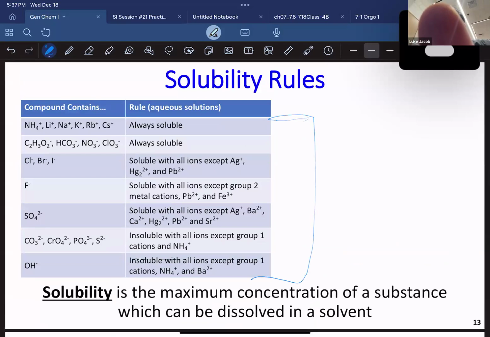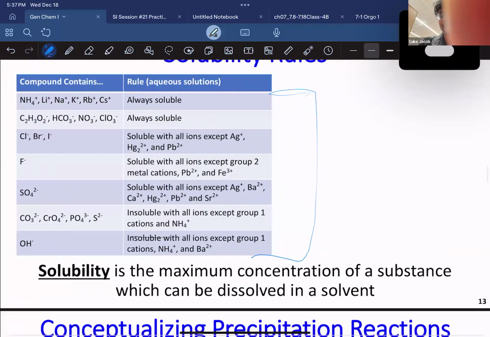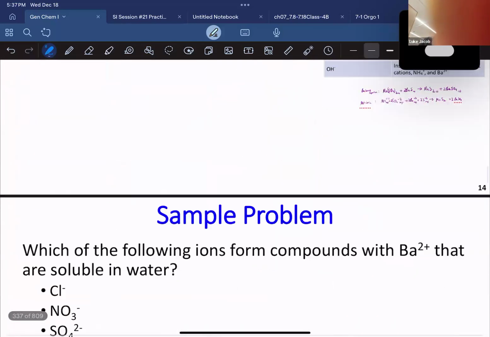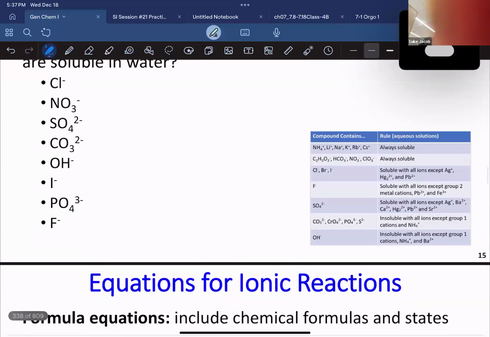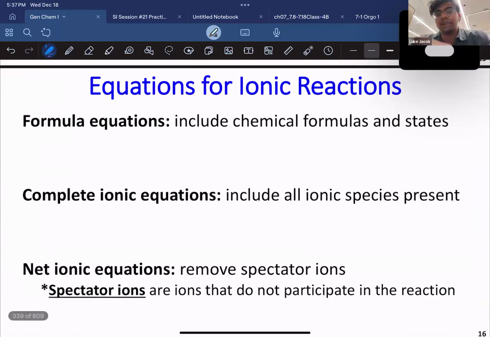Most of these questions, all it takes is for you to actually look at these and recognize whether something is soluble or insoluble, making a precipitate or not. All right, I'm not going to go into this further, but it's still good to know. So yeah, here's the ionic stuff.